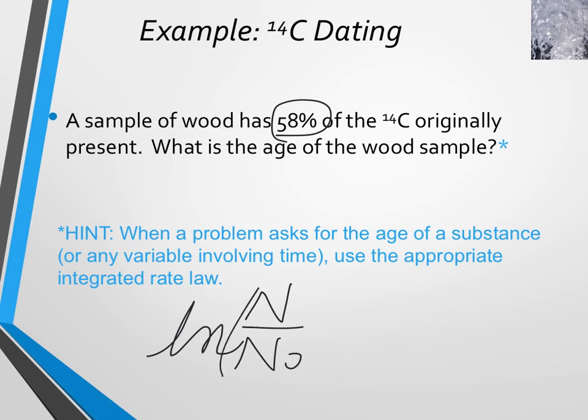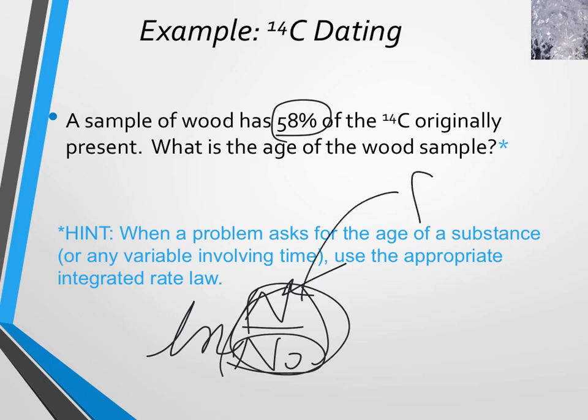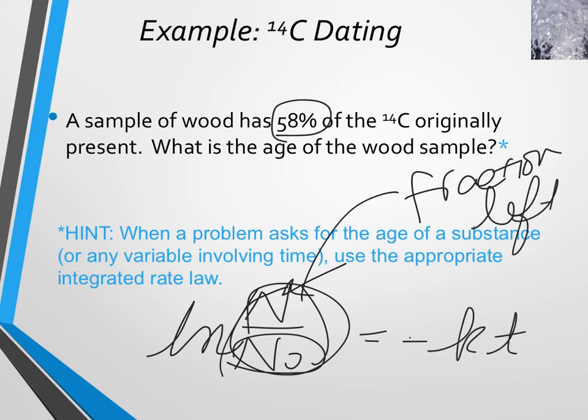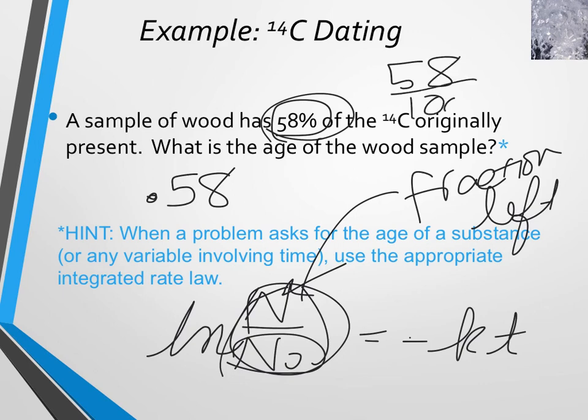So it was a natural log of the ratio of how much substance was left in proportion to how much it started with. So this, N over N0, is the fraction of substance left. Okay? So if you have 58% of a substance left, that means there's 0.58 left, right? Because 58% means 58 over 100, which is 0.58. Okay, so you would just plug in 0.58 for that ratio.